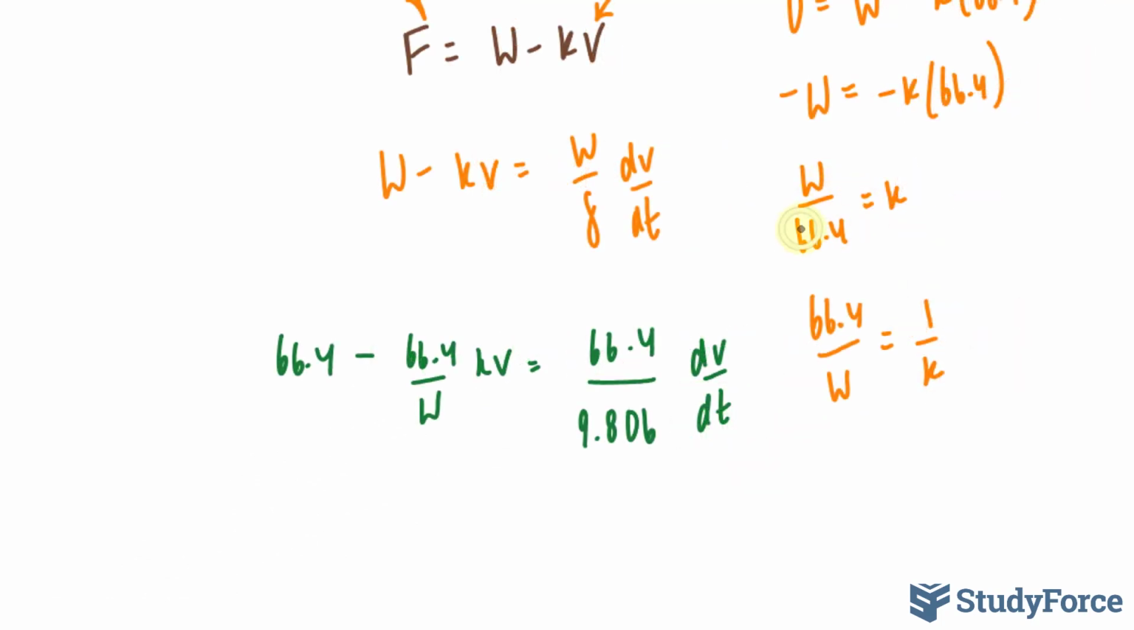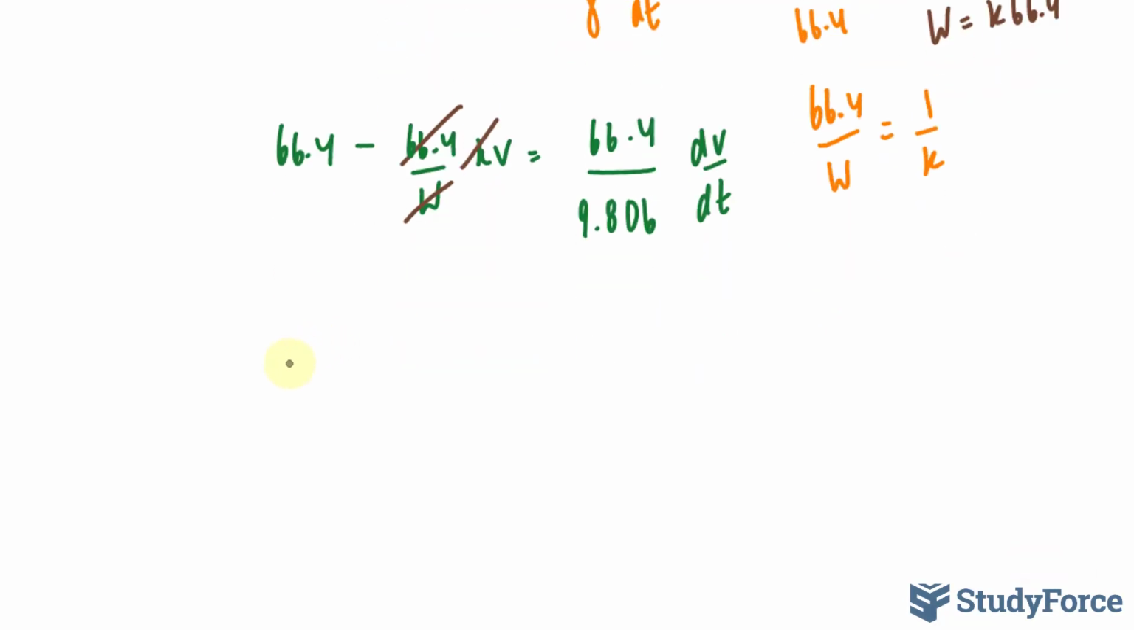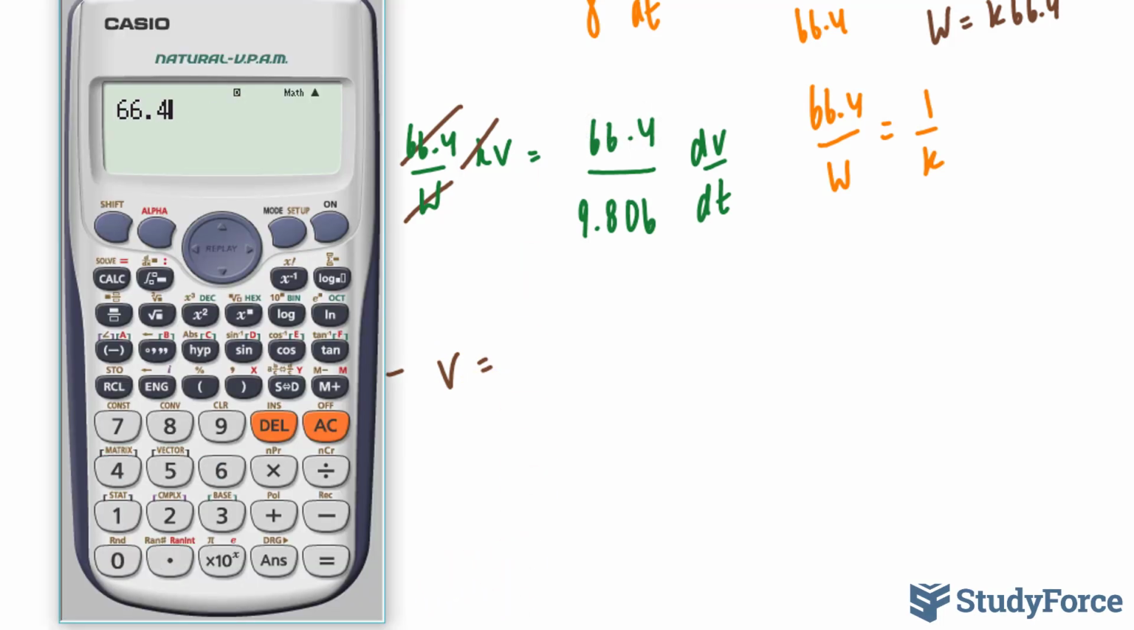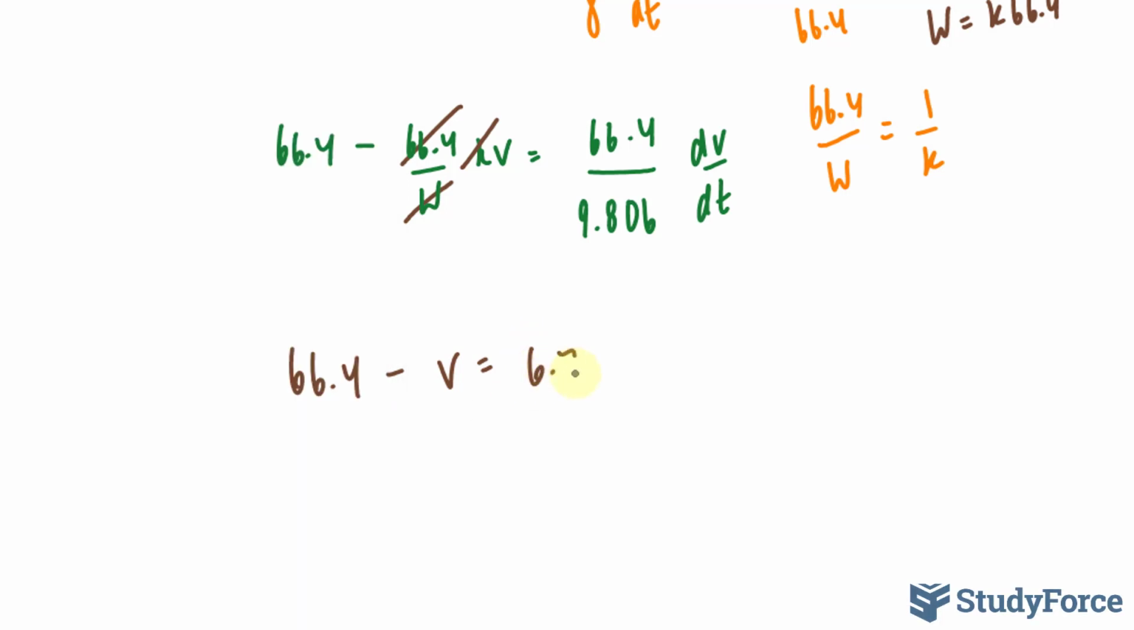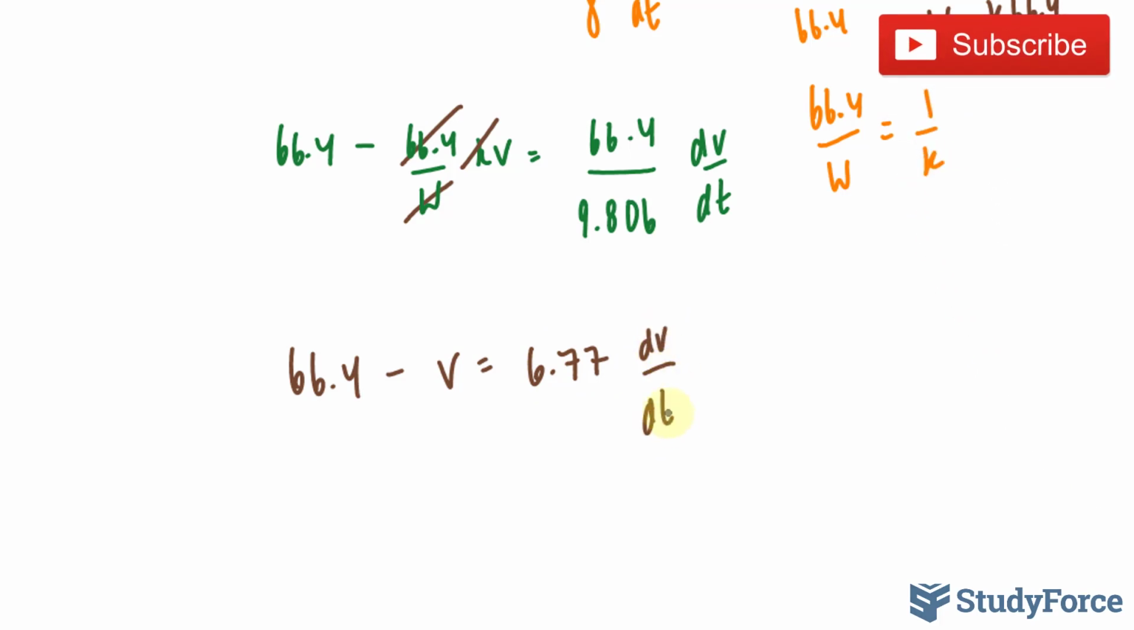Remember that we can multiply both sides here by 66.4, and we'll end up with W is equal to k times 66.4. So if we replace k times 66.4 with W, the k will cancel out with the k at the bottom. Remember that this will be over here. And 66.4 will cancel out with this, leaving us with 66.4 minus v is equal to this number, which I'll find out on my calculator, 66.4 divided by 9.806, that is roughly 6.77 dv over dt.